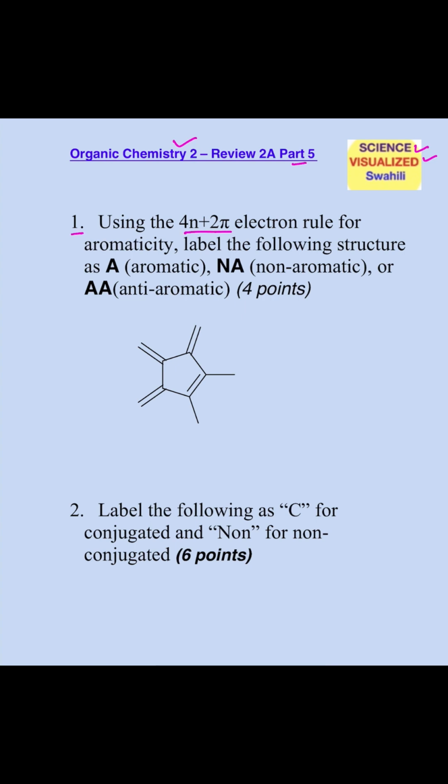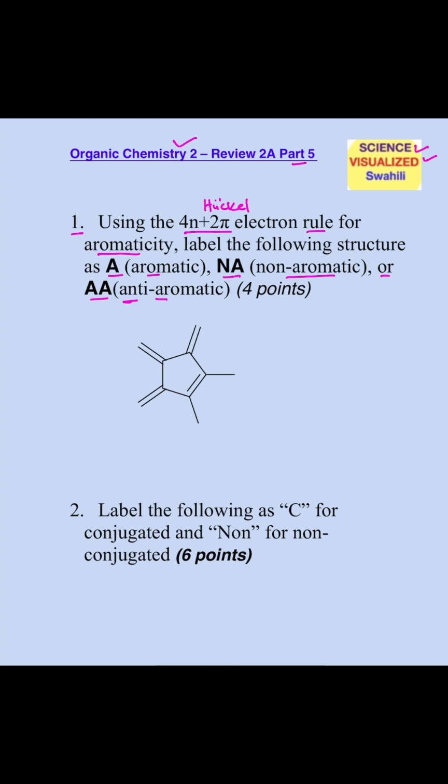Now, question number 1. Using the 4n plus 2 pi electron rule, this is also called Huckel's rule. So, Huckel's rule of aromaticity. For aromaticity, label the following structures as A for aromatic, Na for non-aromatic, or AA for anti-aromatic.